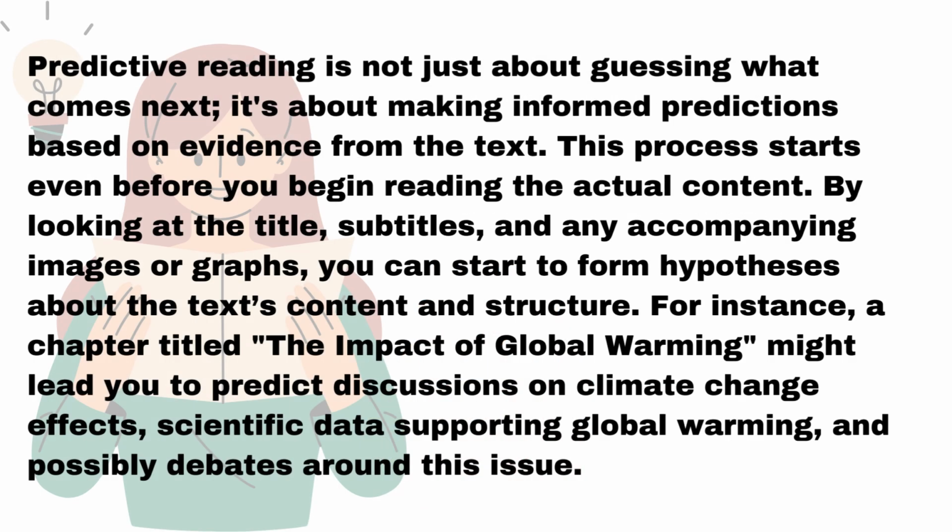Predictive reading is not just about guessing what comes next, it's about making informed predictions based on evidence from the text. This process starts even before you begin reading the actual content. By looking at the title, subtitles, and any accompanying images or graphs, you can start to form hypotheses about the text's content and structure. For instance, a chapter titled, "The Impact of Global Warming," might lead you to predict discussions on climate change effects, scientific data supporting global warming, and possibly debates around this issue.